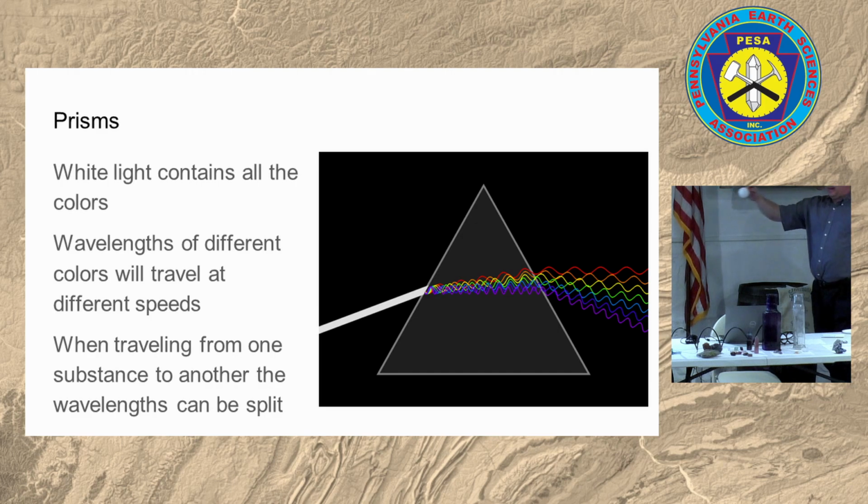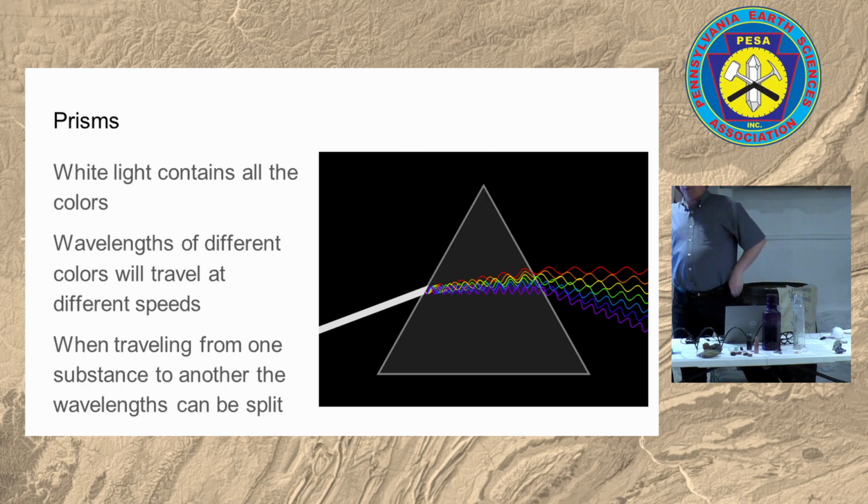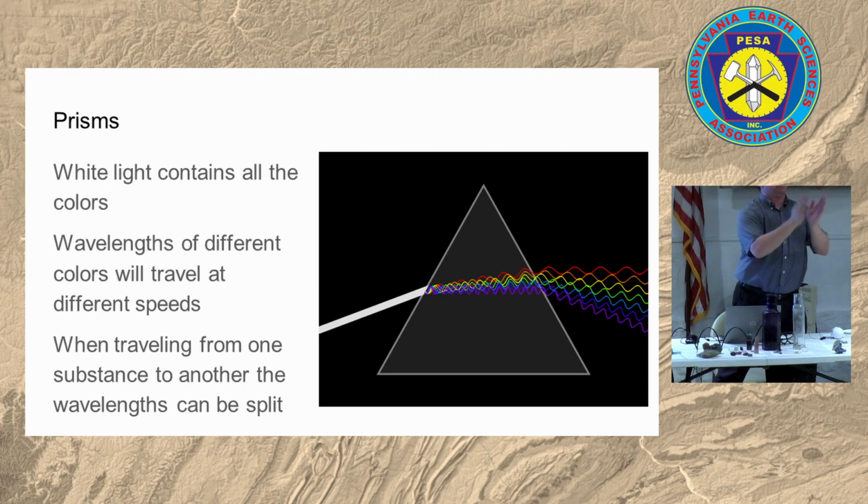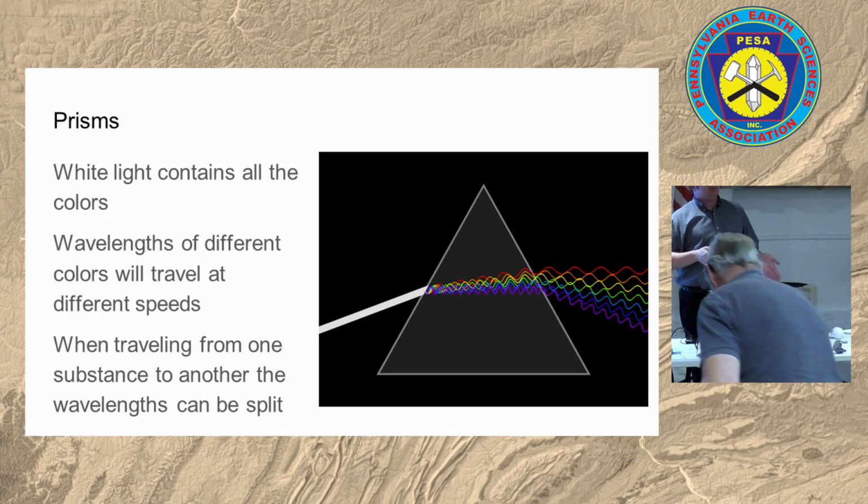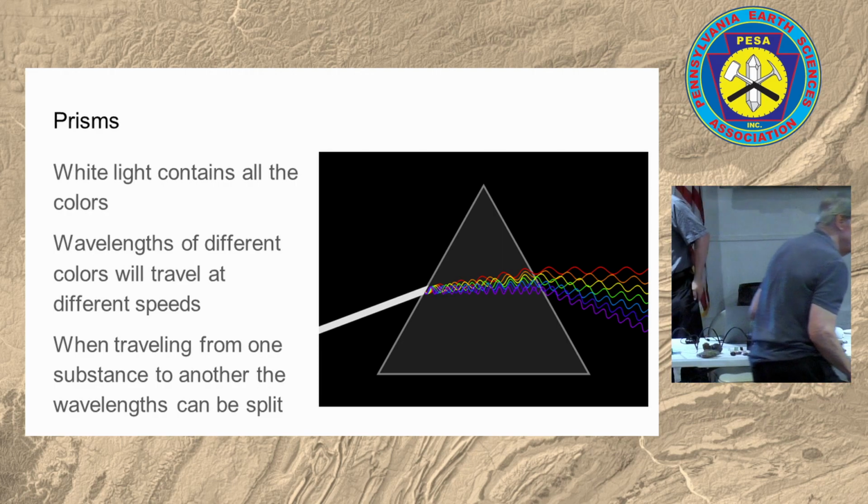So, if we're hitting something with white light, it has every single color in it. And so, what these pseudochromatic minerals do is they split that white light into its component colors. Literally exactly like a prism does.